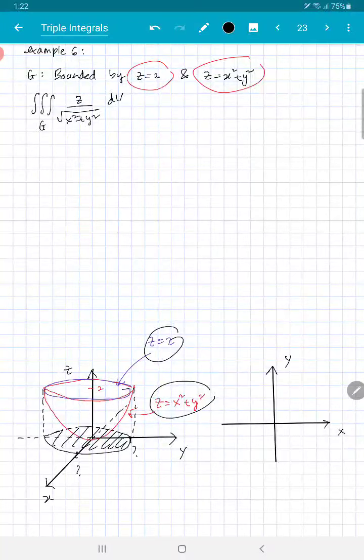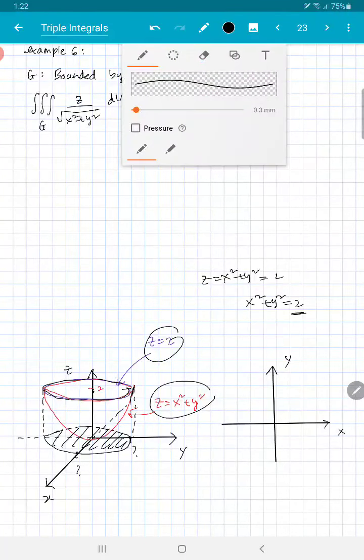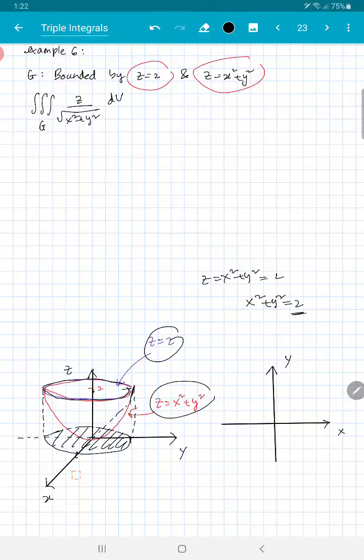At the bottom we have z equals x squared plus y squared, and this paraboloid intersects with the plane z equals 2. From here you can see that on the z equals 2 plane, the circle has the radius square root of 2. So if this length is square root of 2, then the circle on the xy plane would have the same radius. Here we have square root of 2 and negative square root of 2. So the projection is a circle of radius square root of 2.